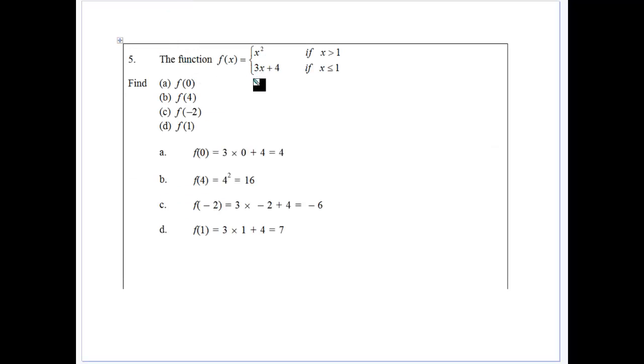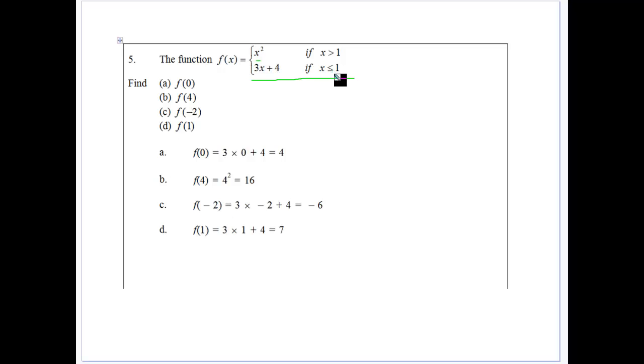This one here is what we call a piecemeal function. We mentioned that in the last video. Now what a piecemeal function is basically the idea that for different values of x, different domains of x, we get to use different functions. So when x is greater than 1, we're going to use the definition of the function as being x squared, a parabola.